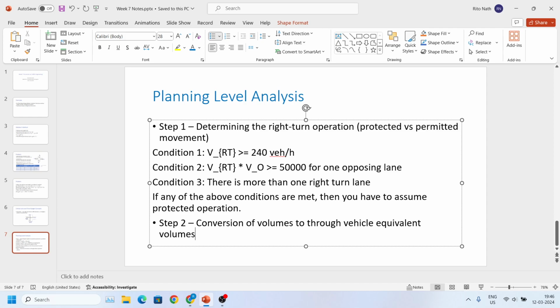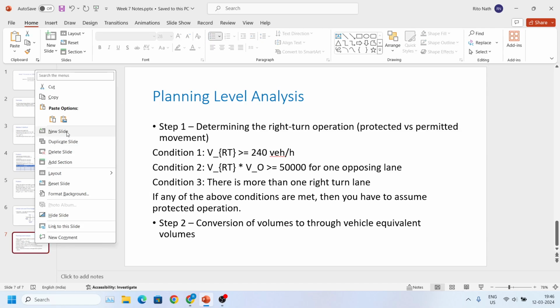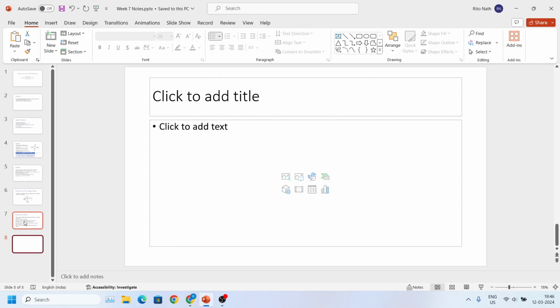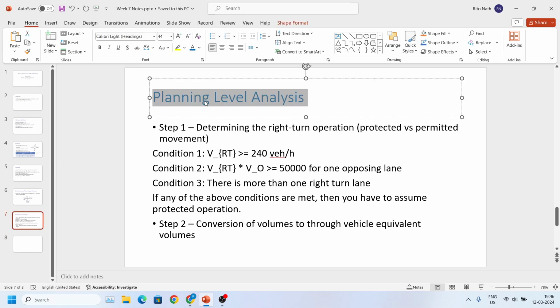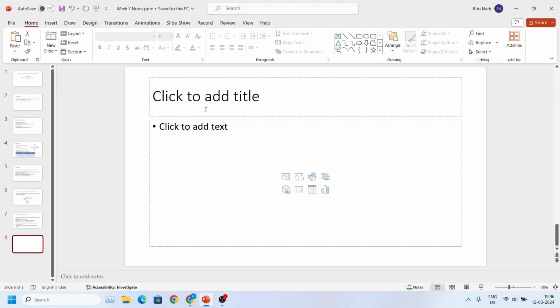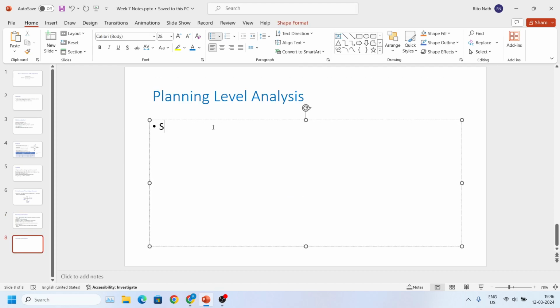So next is the third step. Let's talk about that in the next slide. Step 3 involves defining lane groups and assigning flow rates to lane groups.